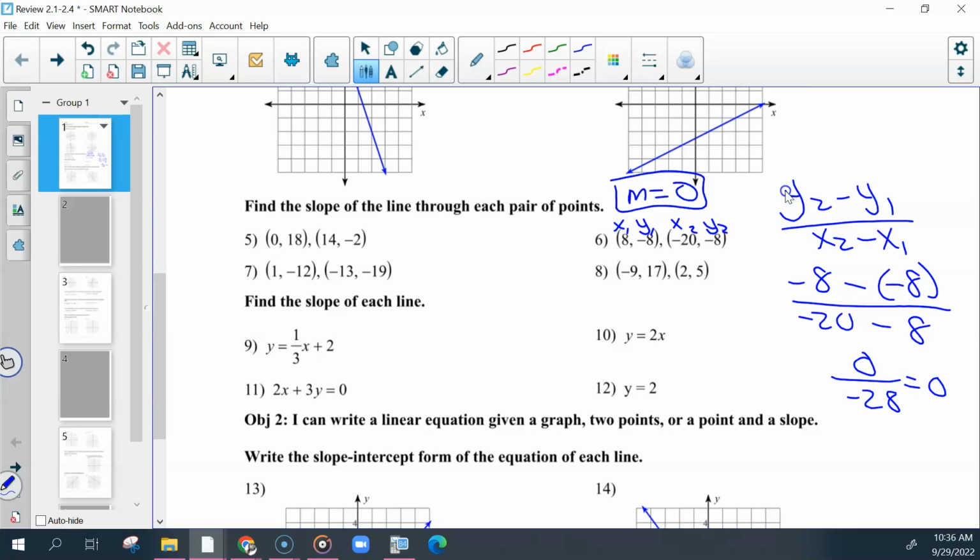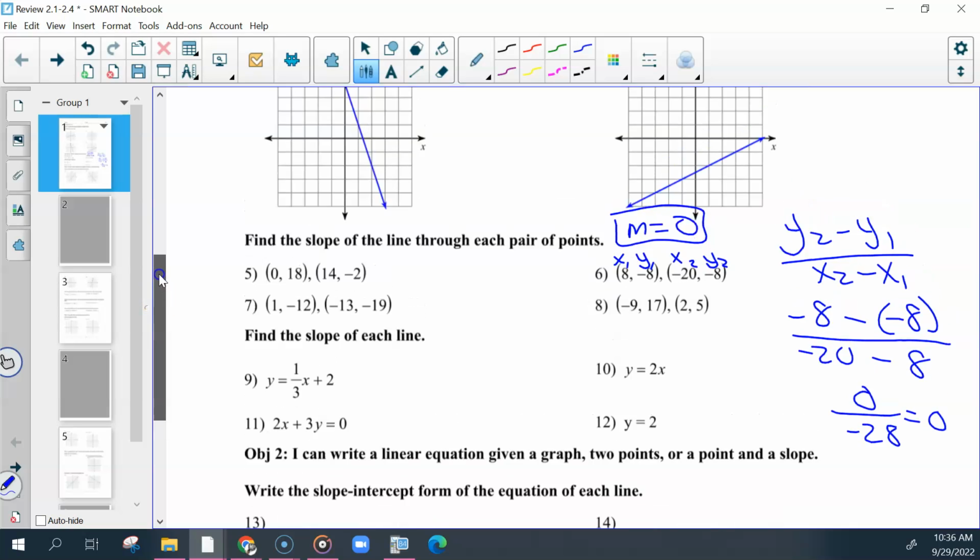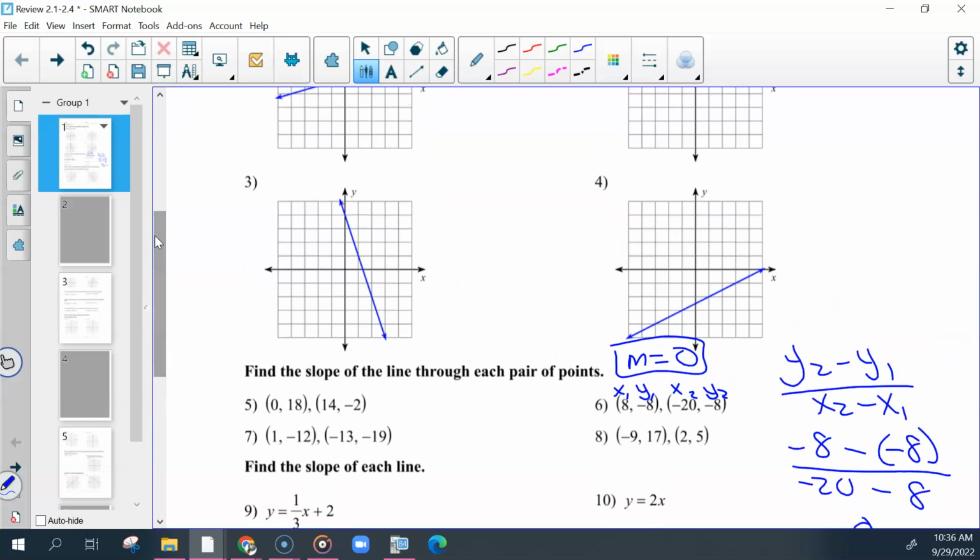Alright, number 4. With number 4 still in slope, but you're given a graph, so you just have to find 2 points on this line. It does not matter what 2 points you use. There are multiple. Any of those 2 points would be fine to use.